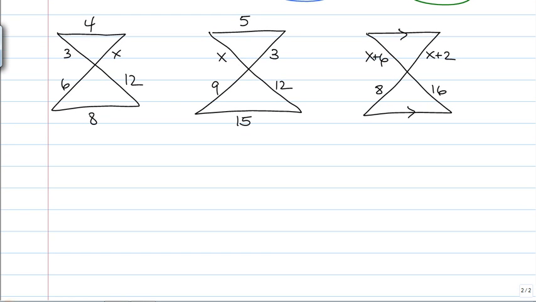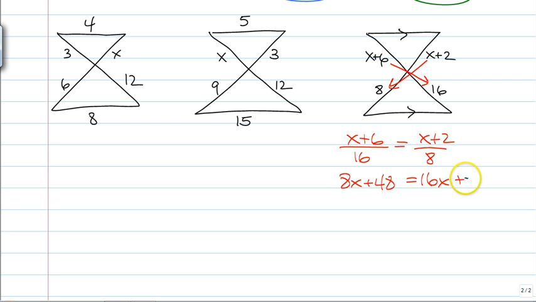Okay, so these hourglass problems. Notice how the first two do not have any parallel lines. Now, I'm going to skip to the last one because we've already talked about this before. When you have the parallel lines, you know they just switch. So this goes here, and this goes here. So we have x plus 6 over 16, and we have x plus 2 over 8, giving us 8x plus 48 is equal to 16x plus 32. And then all we're going to have to do is solve for that. So that's going to give us 8x is equal to 16, so x is equal to 2.